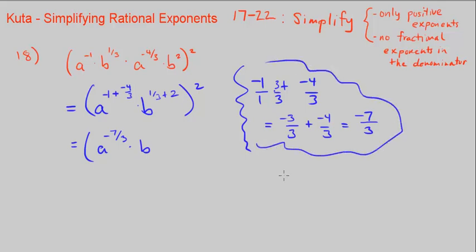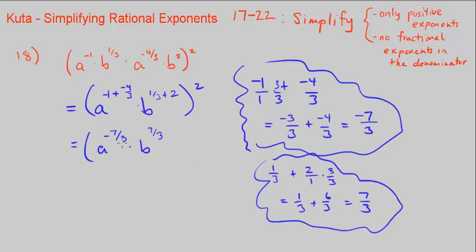So we did that. Now let's also add 1/3 and 2. Remember, this is over 1. So if we multiply by 3 over 3, we get 1/3 plus 6 over 3. That's 7 over 3. Okay? So this is b to the power of 7 over 3 because we added these over here. And we still are going to square this. So now we can distribute the 2, and we get a to the negative 7 over 3 times 2. Remember, it's over 1. So this is negative 7 times 2 is 14 over 3. And b to the power of 7 times 2 is 14 over 3.